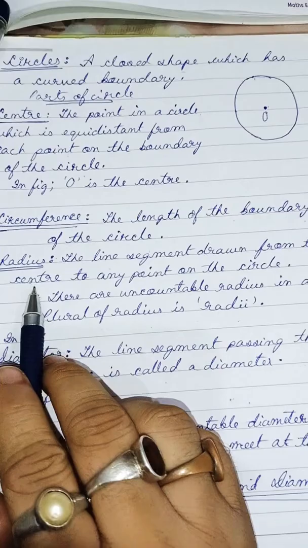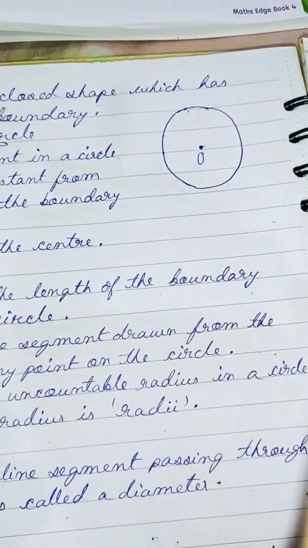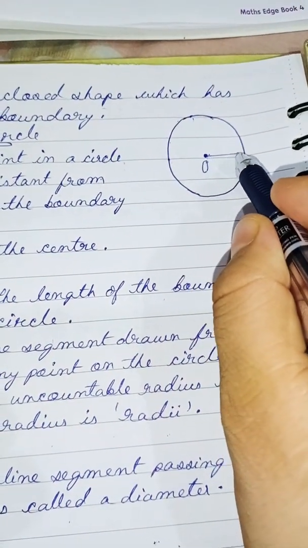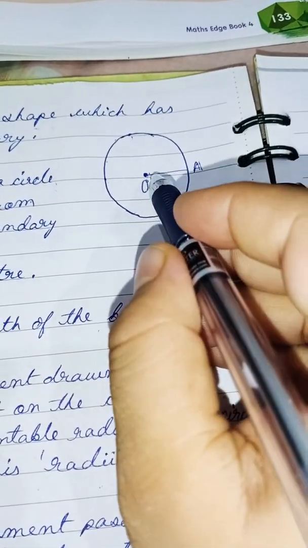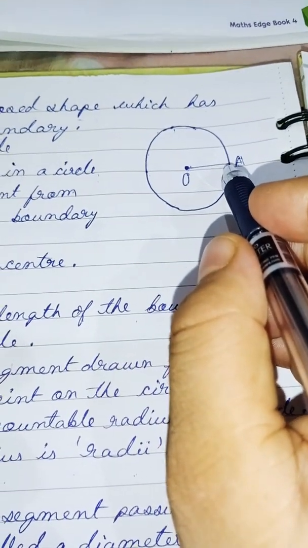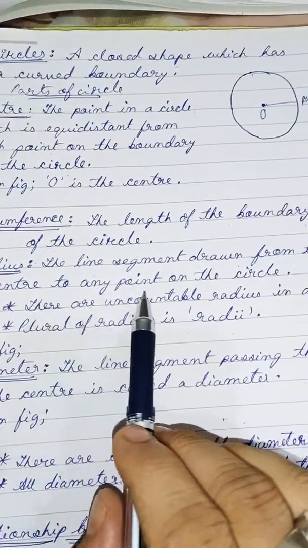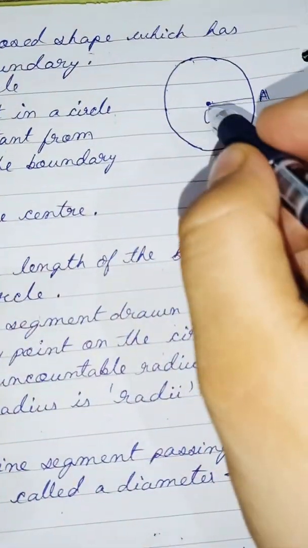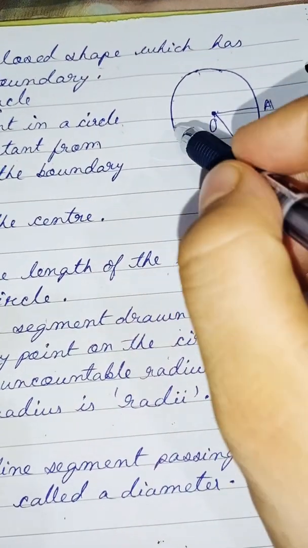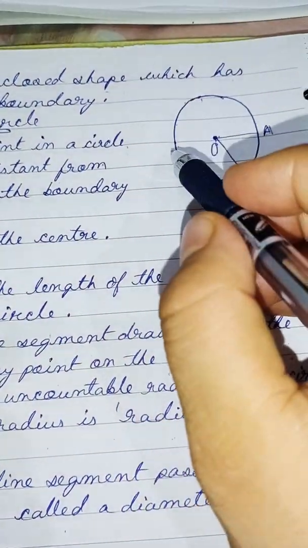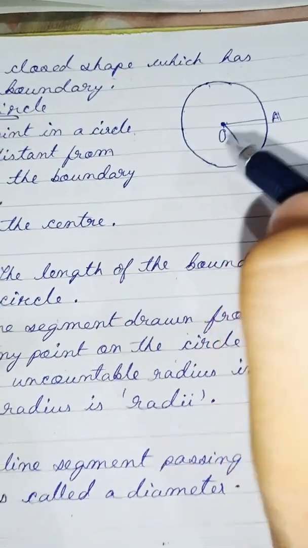Then comes radius. Just now I was talking about the distance of this point from every point on the circle. That particular distance, say I draw from here to here, say A. So this line segment that I have drawn, OA, is known as the radius of a circle. So the line segment drawn from the center to any point on the circle, any point, it may be here, it may be here also, okay, it can be anywhere, you can draw at any point. So in each point you can draw one radius, because you can join this line segment from the center to any point on this circle. So that is a radius.